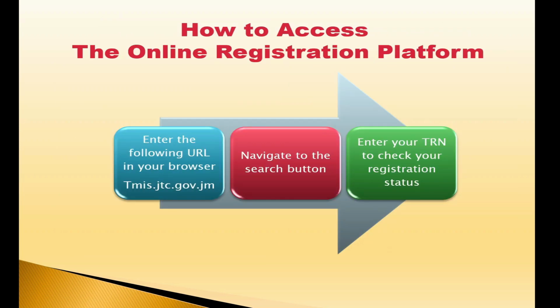How do I access the teacher registration platform online? First, you need to open your browser and enter the URL in your browser, which is tmis.jtc.gov.jm. Once you enter the landing page of the portal, you are able to navigate to the search button. There is also additional information on the page, but for the presentation today, we are going to focus on the search button because we want to ensure that the teachers search their status before they attempt to complete an application form.